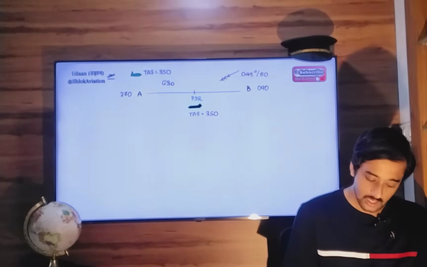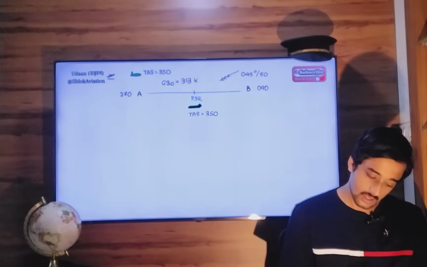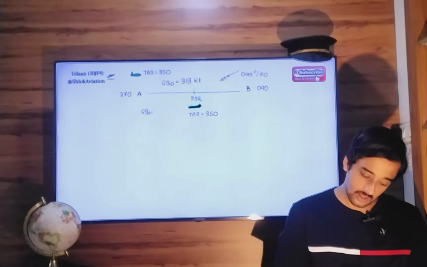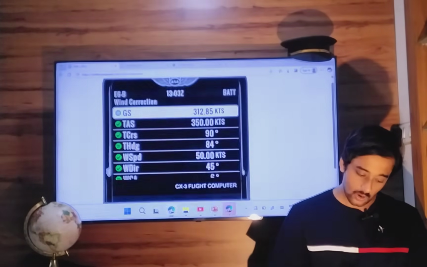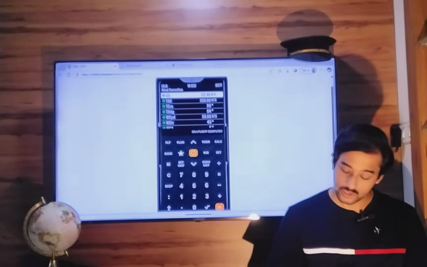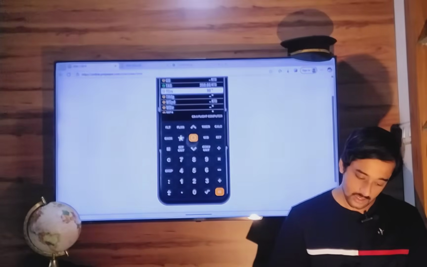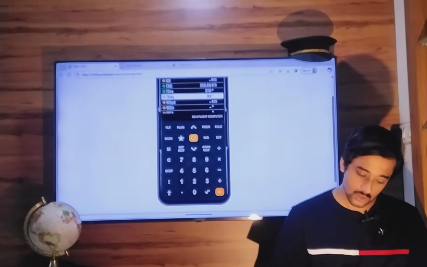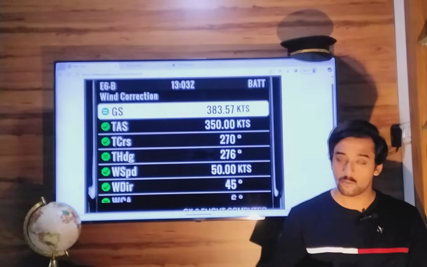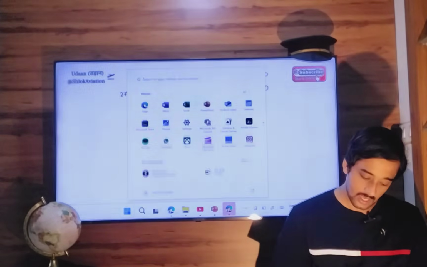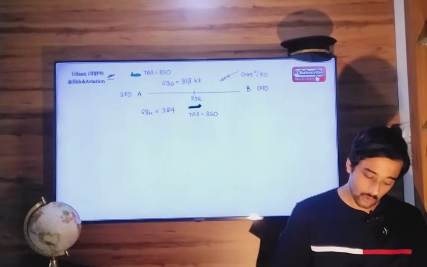Outbound ground speed 313 knots. Next, homebound ground speed will be what? Again, all the data remains the same except the course. So the true airspeed is 350. Homebound course is 270. So this gives us a ground speed of 383.57. Let's say 384 knots.